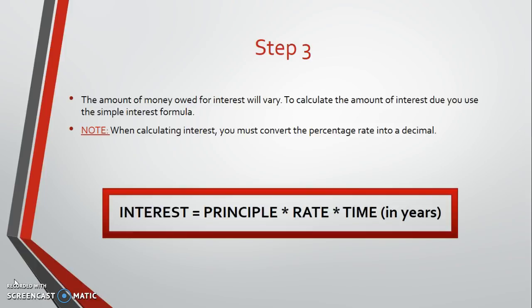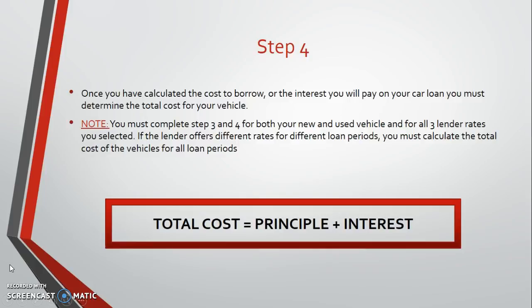So to solve for interest, I would take my principal, which was $1,000, my rate, which was 9.2%, after converting that to a decimal becomes 0.092, and then my 48 months, when I convert that into years, there are 12 months in a year, so 48 divided by 12 is 4 years. So I would be multiplying 1,000 times 0.092 times 4 to get an interest of $368.